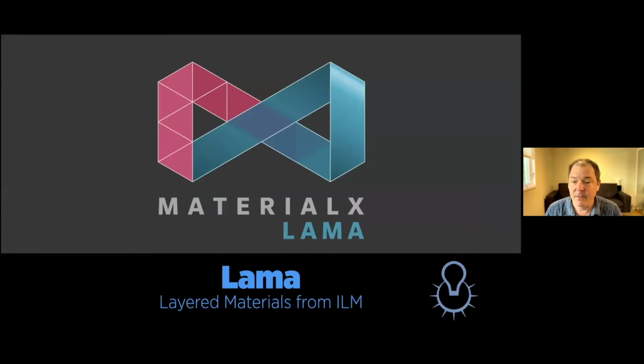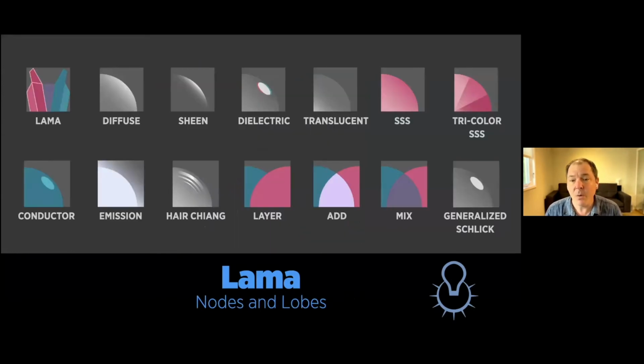What MaterialX Lama is, it's a layered material system from ILM that they use on their shows like The Mandalorian. It's a node-based lobe system that allows you to assemble your own sorts of shading models. You can use a diffuse, a dielectric, and make whatever model that you want for rendering a physically realistic object.